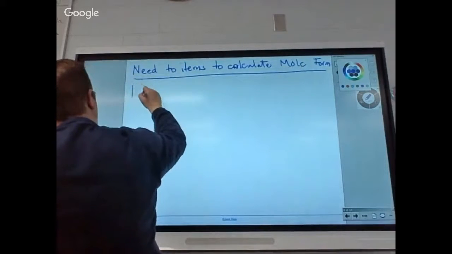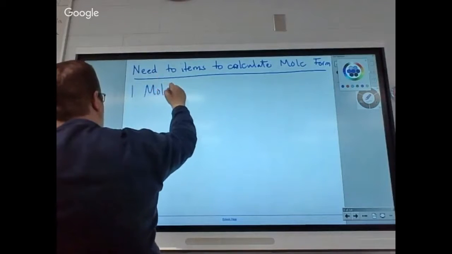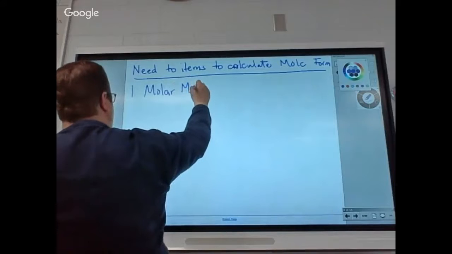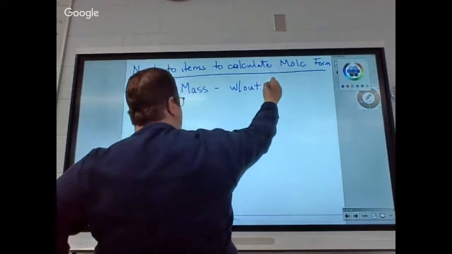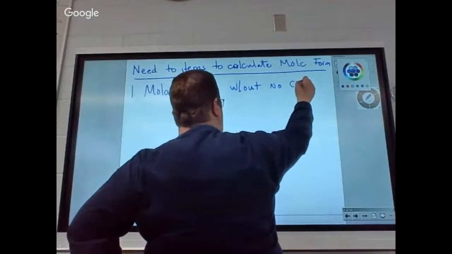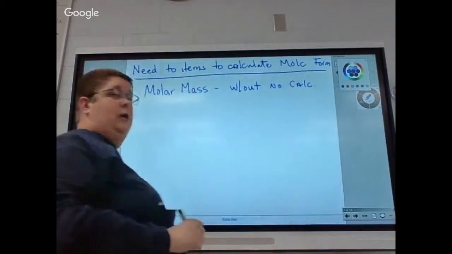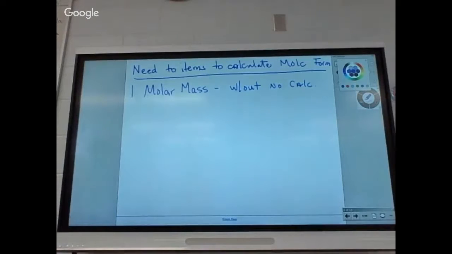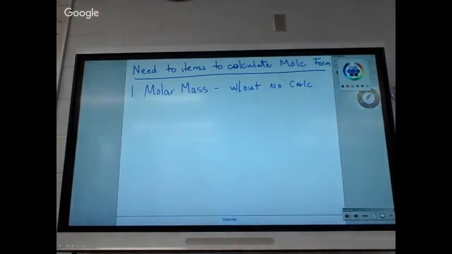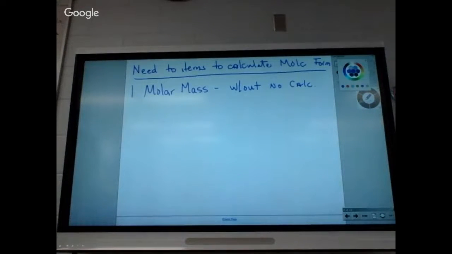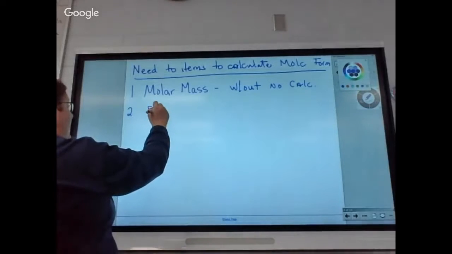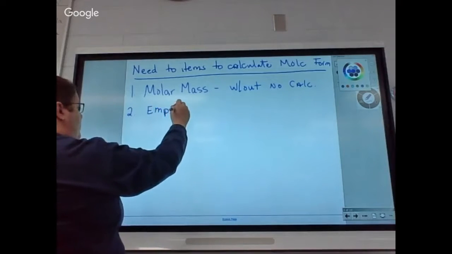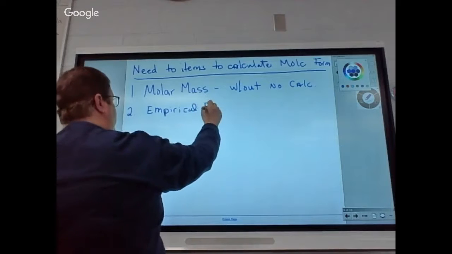Number 1, you have to have a molar mass. Without it, there's no calculation. If you don't have the molar mass, you're dead in the water. You cannot calculate a molecular formula without the molar mass. It must be given. Number 2, you have to have the empirical formula.